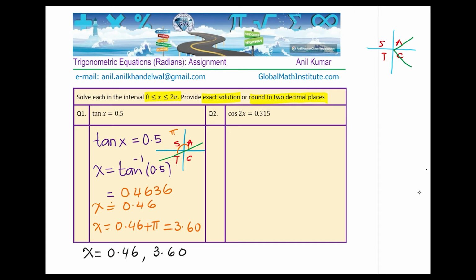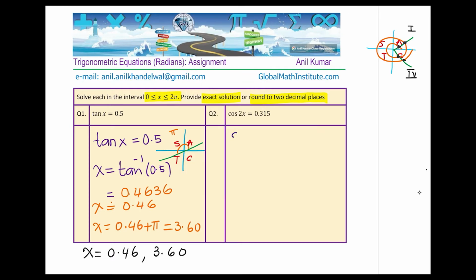Since it is cos 2x, you can think about going twice around this. And when you do so, you can clearly see that you get four solutions. 1, 2, as I'm marking here, right? 3 and 4. Two of them in quadrant 1, and two of them in quadrant 4. So there are four solutions which we expect. Keep this in mind while solving the question. Perfect?